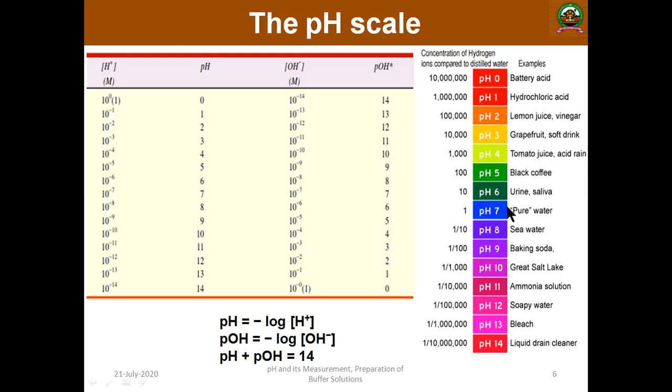and pure water is 7, sea water is 8, baking soda is 9, then salt lake is 10, ammonia is 11, soap is 12, bleaching powder is 13, and finally liquid drain cleaner is 14. This is how you check the pH scale.